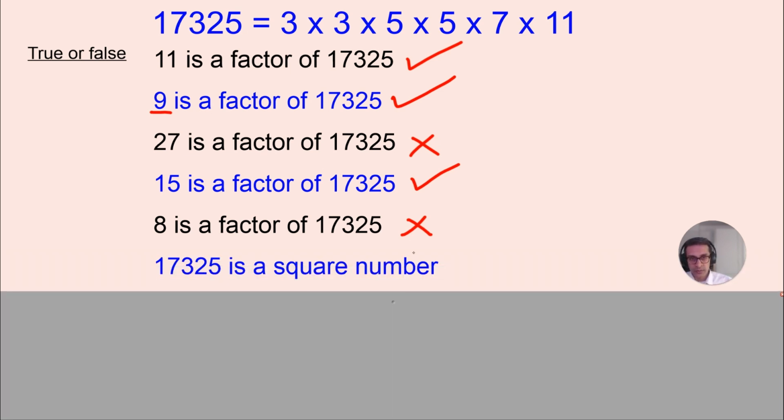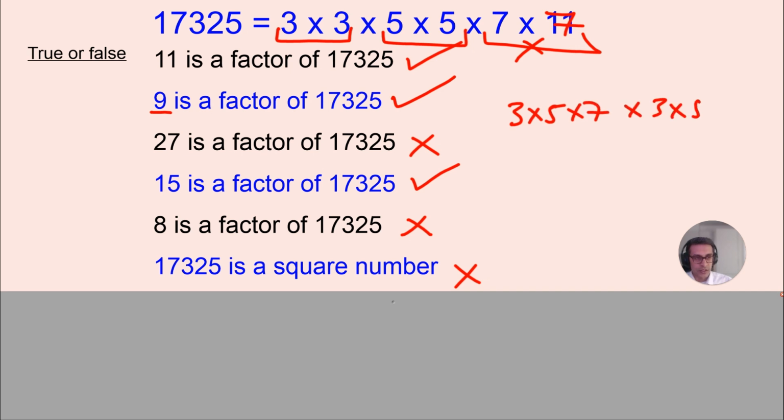17325 is a square number. Now remember, a square number has all factors repeated. So we've got repeated factor, repeated factor. These are not repeated, so it's not a square number. An example of what would need to be true if it was a square number is, for example, if that was a 7, then that would be true because it would be 3 times 3, 3 times 5 times 7 times 3 times 5 times 7. You could rewrite this as the same number multiplied by itself. So that doesn't work, however, in this case.